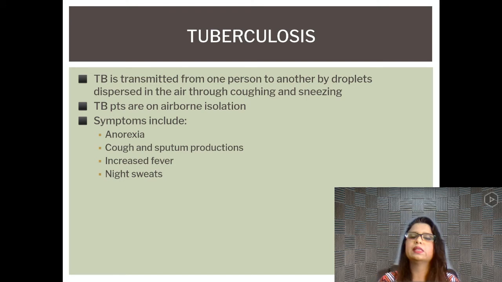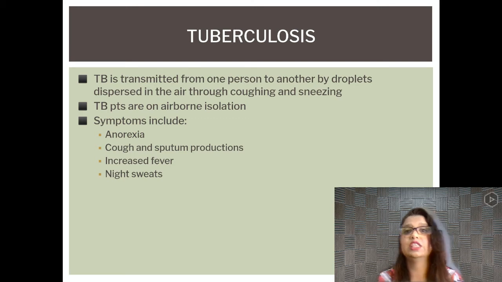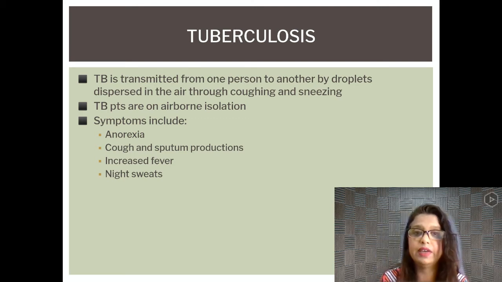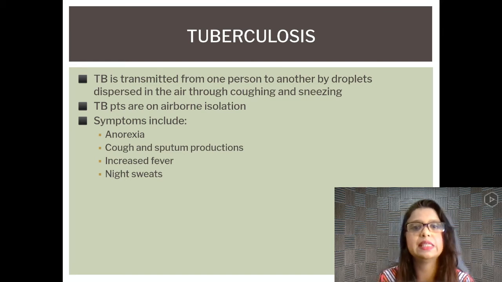Tuberculosis. What is tuberculosis? It's a deadly disease. It is a disease of lungs. How can you get it? It is through droplet infection. So if someone's coughing and sneezing, and if they have TB in their lungs, it's very easy to catch it. So TB is transmitted from one person to another person by droplets dispersed in air through coughing and sneezing.